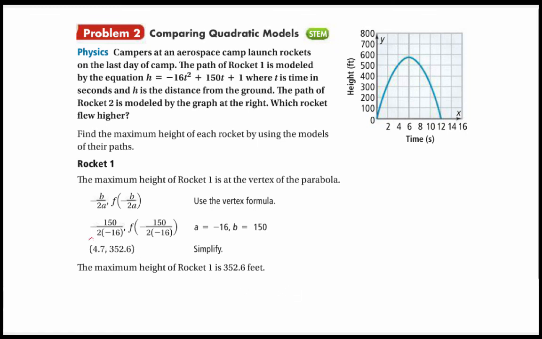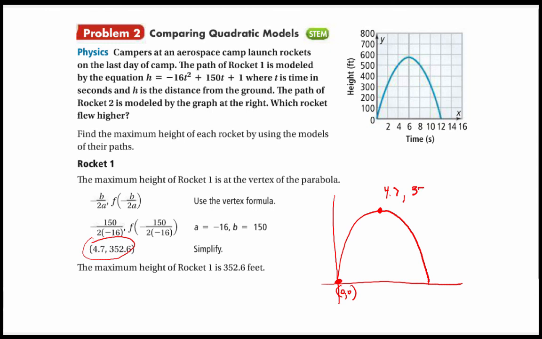The vertex is going to be a big clue. Okay, now I'm going to draw a graph here, and it's going to be very crude, but it will prove the point. All right, so here, let's just say that this was the graph of rocket 1. Okay, so it's launched at 0, 0. It reaches its max height at, let's say it's right here, at 4.7.